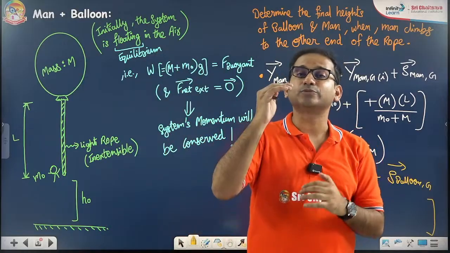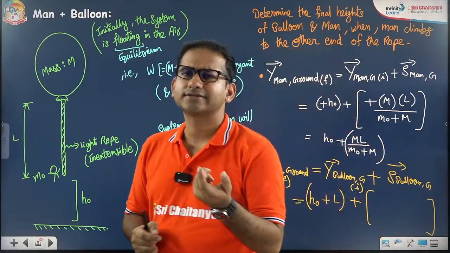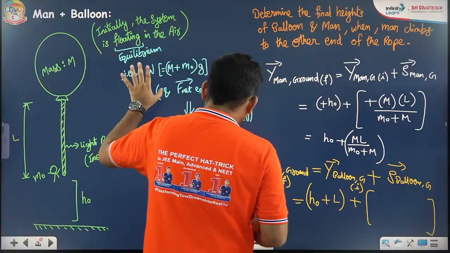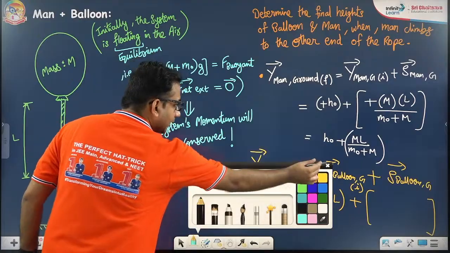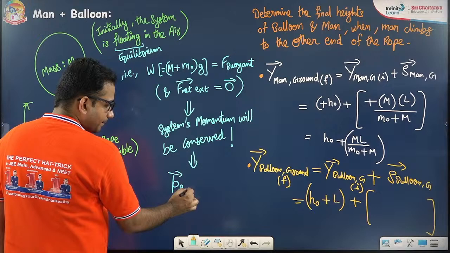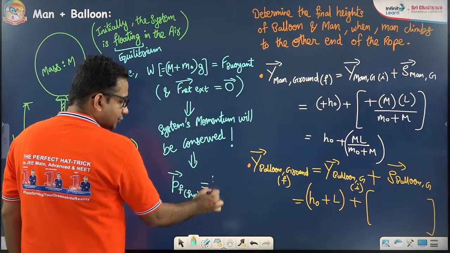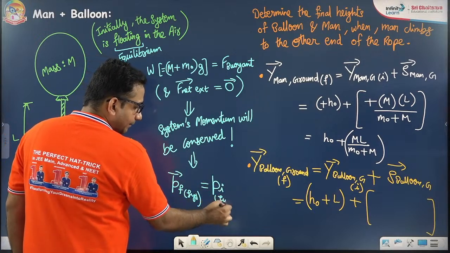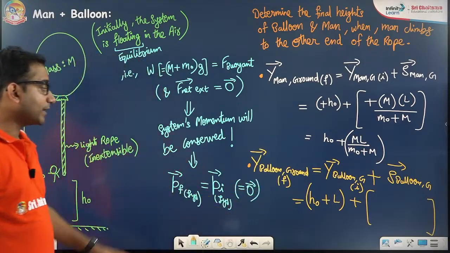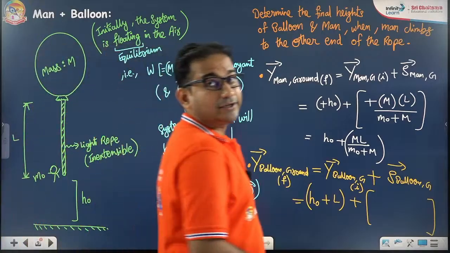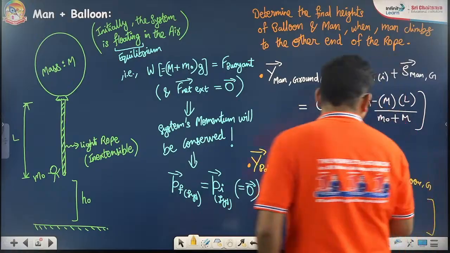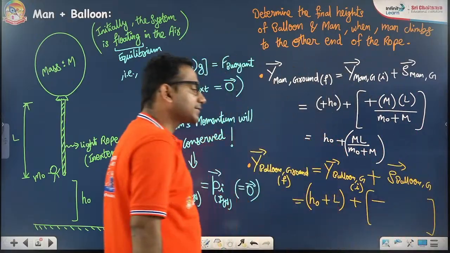One part of the system is moving up, so the other part must be moving down. Conservation of momentum, they must nullify, because initial momentum is 0. This implies the final momentum of the system must be equal to the initial momentum of the system, but the initial momentum of the system is a null vector. System was not moving, no part of the system was moving. So finally also they must nullify each other. One is moving up, so the other one must be moving down. If it is moving down, it has to be a minus.